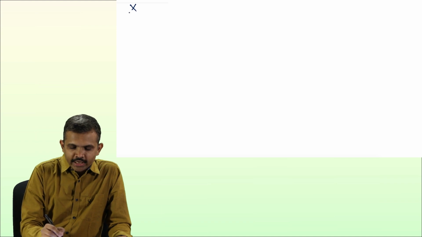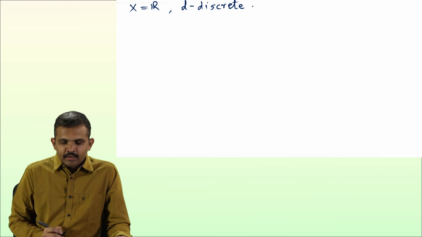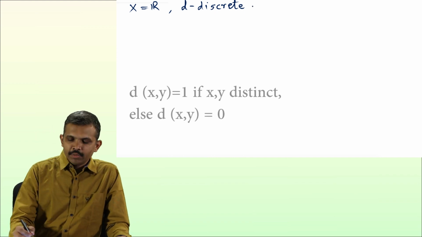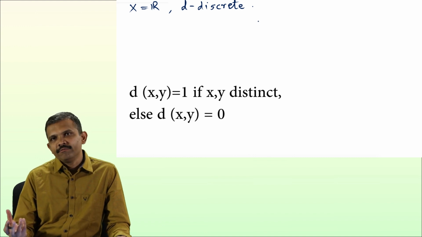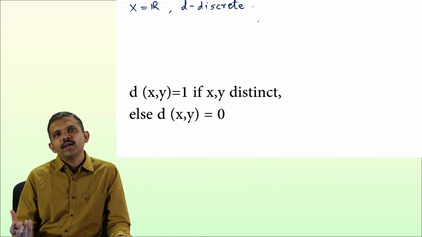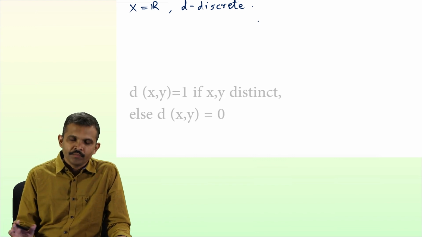Now, let us go for one more example. I am just taking the same set, but changing the metric again. So, I am taking X equal to the set of real numbers, and the metric I want to deal with is the discrete metric. We already know how a discrete metric behaves. It gives the distance 1 if the points are different, and if the points are the same, the distance between them is 0.